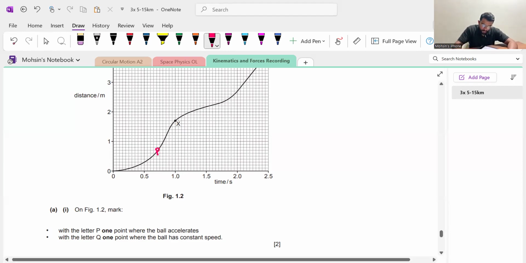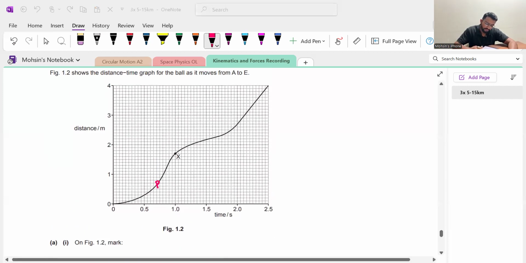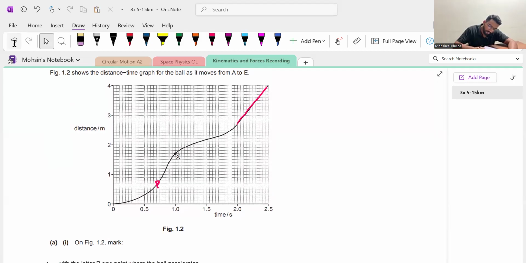With the letter Q, one point where the ball has constant speed. If the gradient is constant, the speed is also constant. So the gradient is constant where the line is straight. So we can see here, we have a straight line at this section. So this is the point where we are supposed to mark Q.